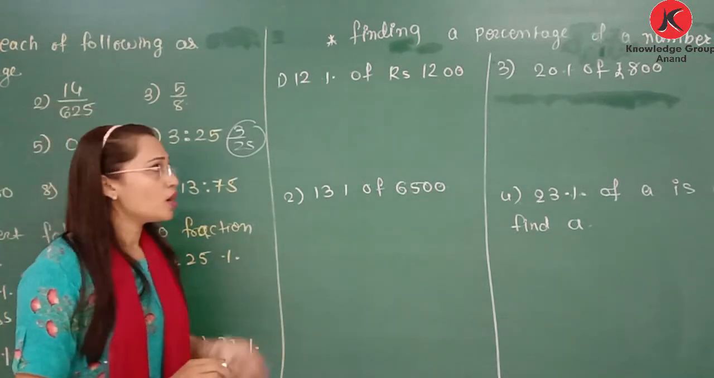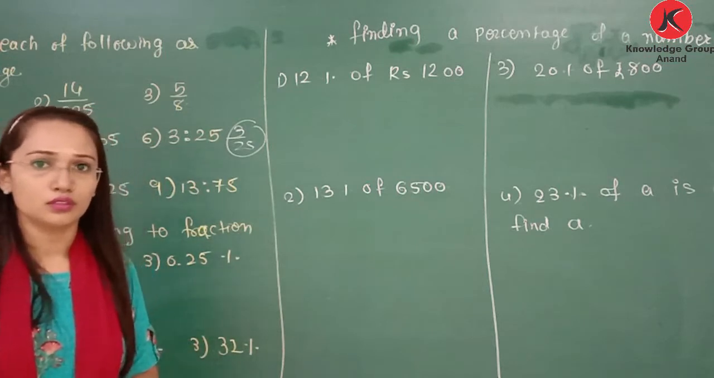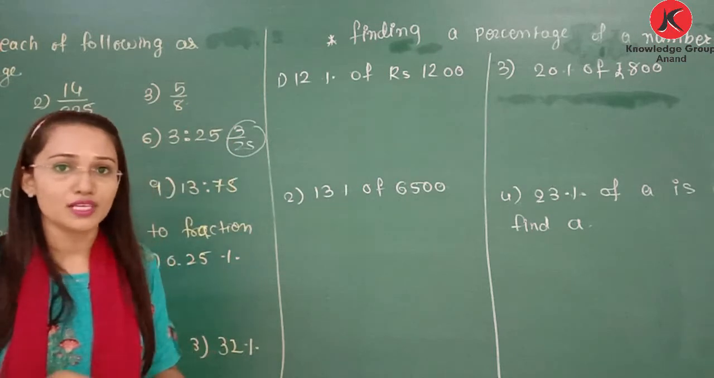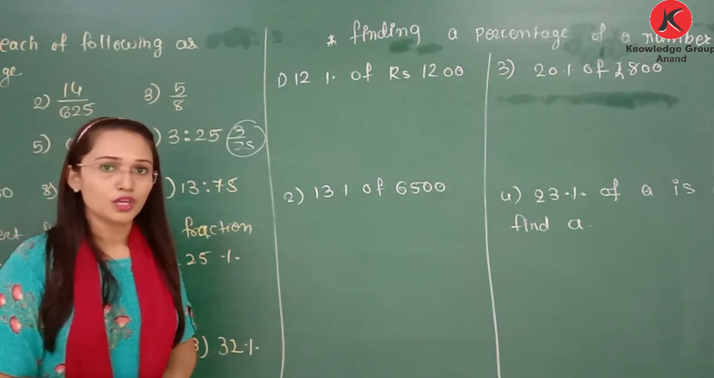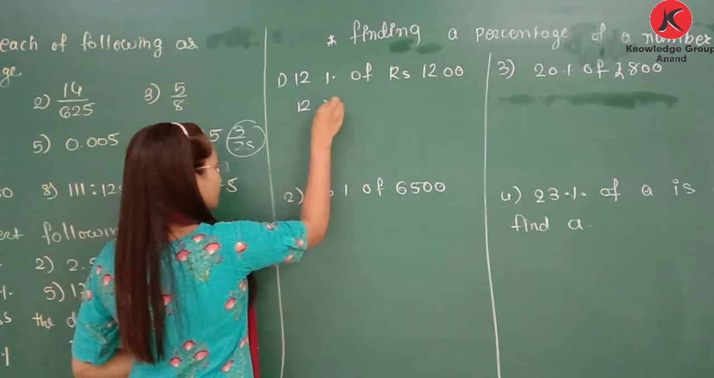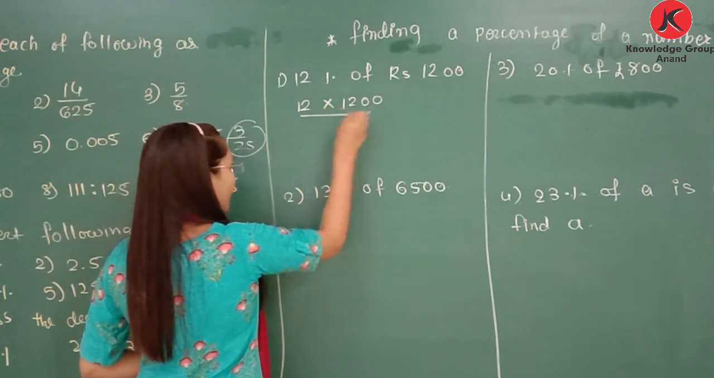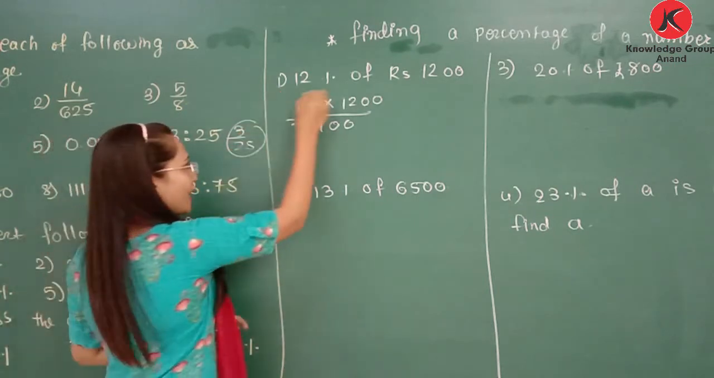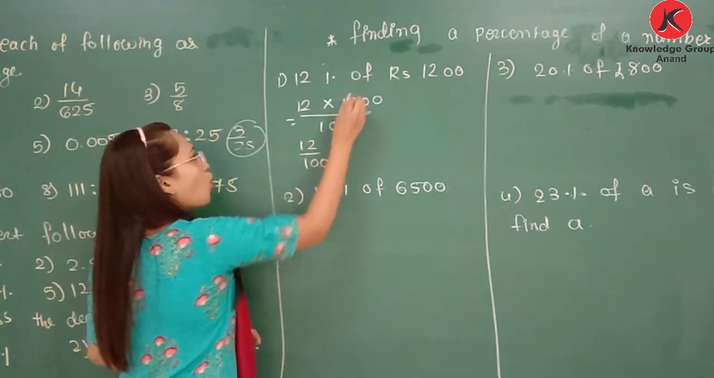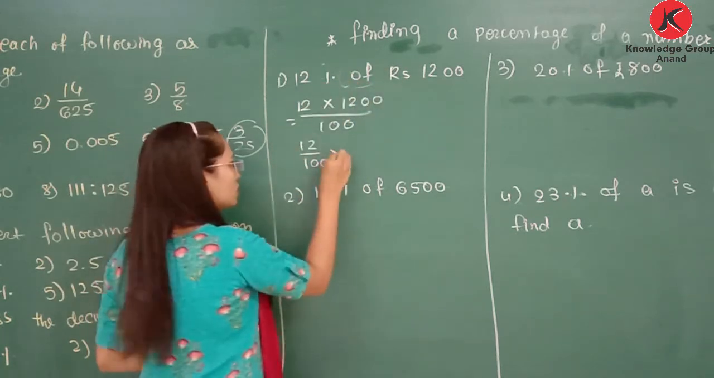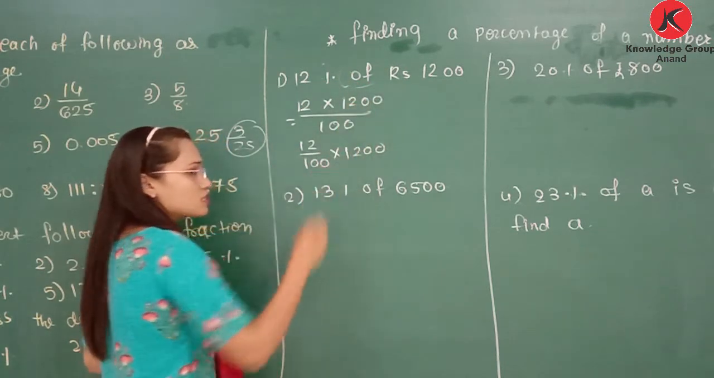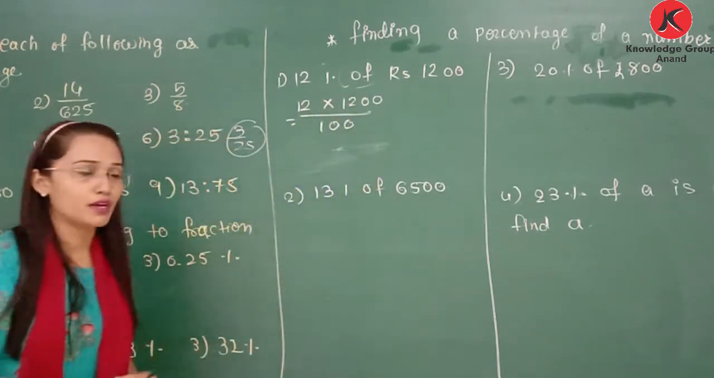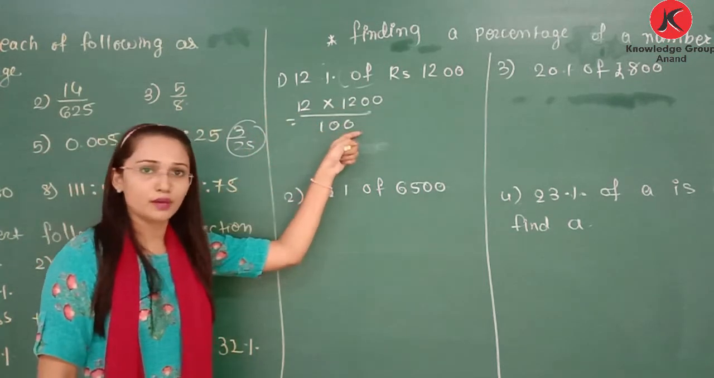Finding the percentage of a number. Let's start with the first: 12% of rupees 1200. So what is 12% of 1200? We can find it as 12 multiplied by 1200 divided by 100. 12% means 12 by 100, and 'of' is a multiplication. So 12% of 1200 is given by 12 multiplied by 1200 divided by 100.